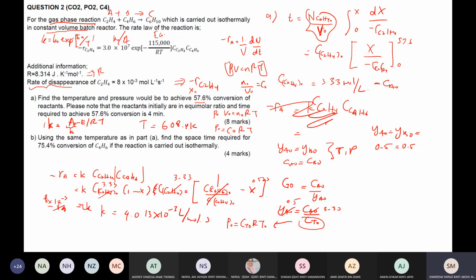Okay, so C A naught is 3.33 and Y A naught is 0.5. Okay, and then R2 replace dengan yang ni. Alright, T kita dah dapat tadi, which is 608. Alright, so to get the P naught is equal to 33687.8 kPa. Okay, so that would be the answer lah. Okay, T nanti masuk balik kat sini, dapat balik.